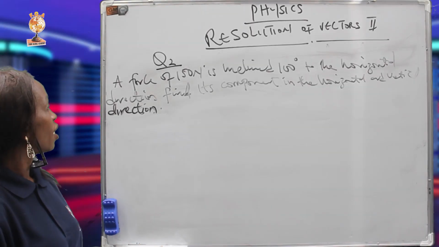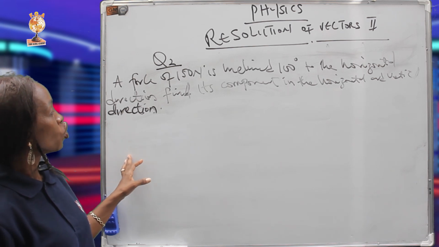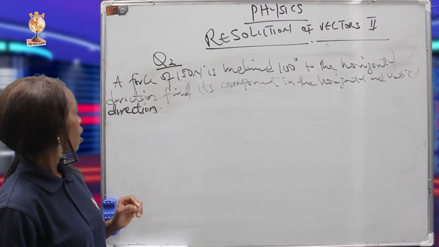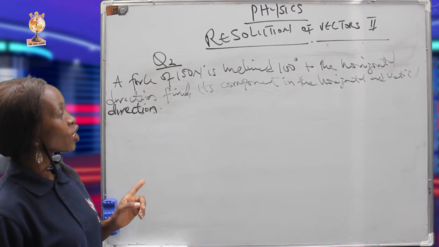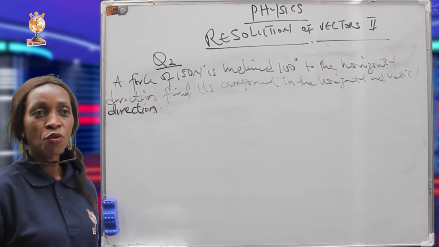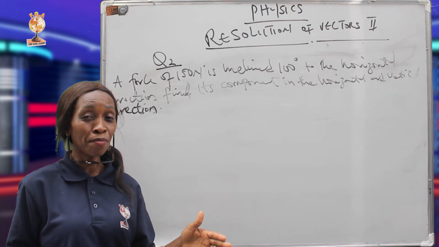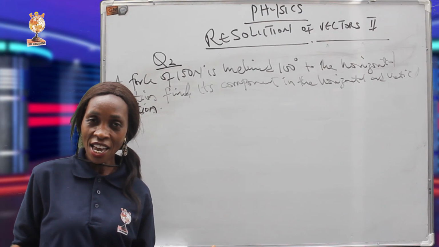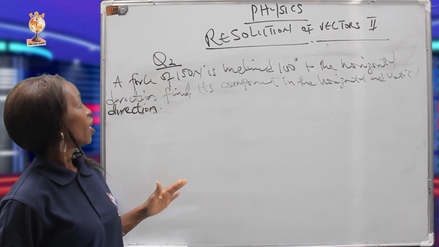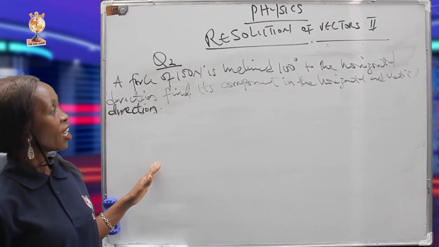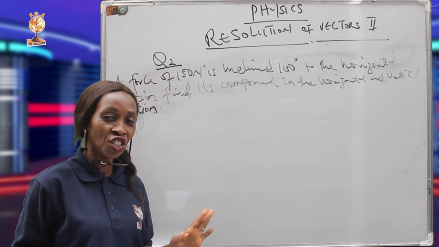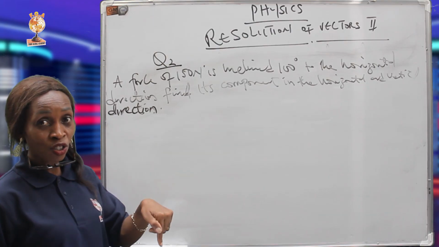Now, question 2, let's read the question together. A force of 150 Newton is inclined 100 degrees to the horizontal direction. Find its components in the horizontal and vertical direction. Now, if you look at the question, we are saying the same thing, but the English is different. And so you shouldn't be confused. It's still centers of the same circle. In other words, it is given that the resultant is still 150 Newton. Nothing is changing, even if the word resultant is not used there.